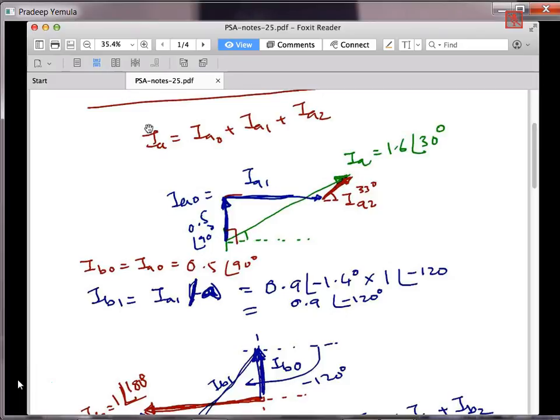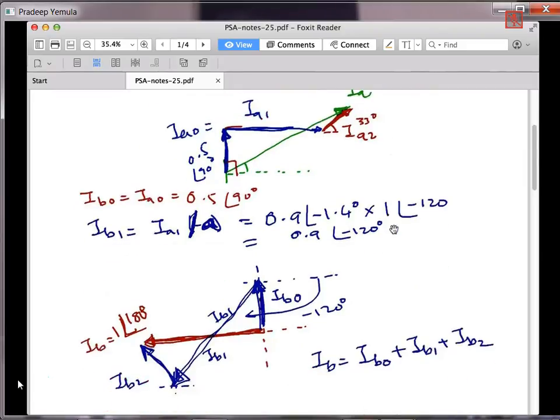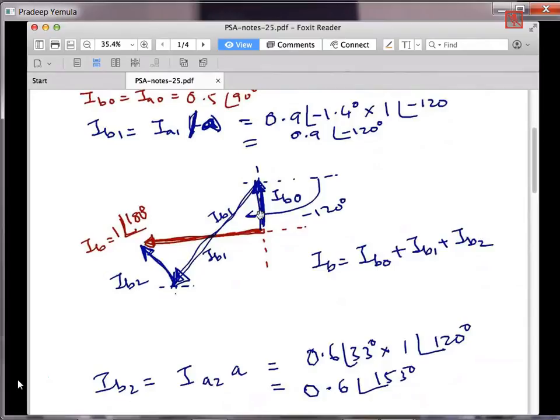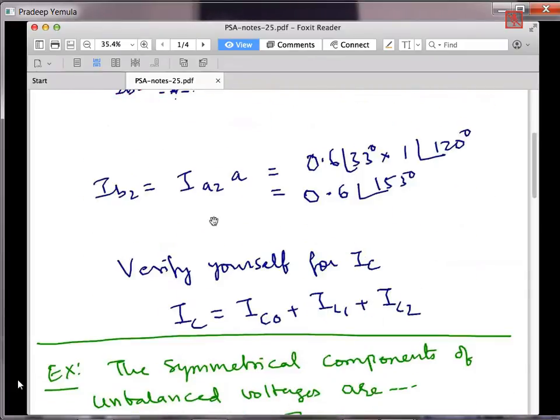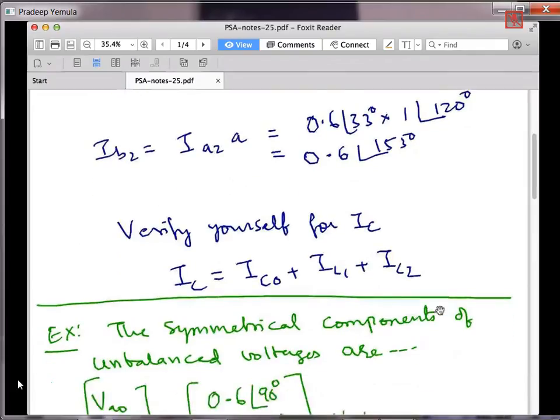So what do you say? A phase current is nothing but zero sequence plus positive sequence plus negative sequence. The same thing applies for B phase current also. You see the B phase current is this one, and then IB0, IB1 and IB2. Similarly, I asked you to verify for C phase current. I hope you had done that verification.